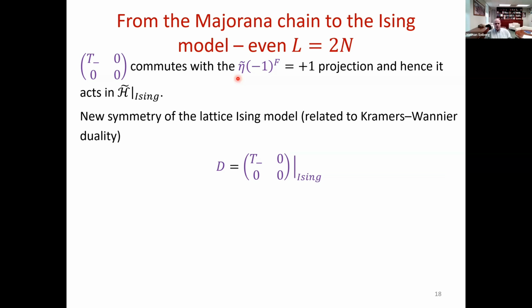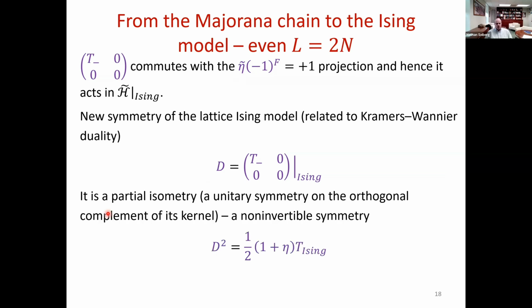It's actually related to Kramers-Wannier duality in a way that I'm not going to explain here. If I have time, I'll discuss it later. So what we're going to do is take this operator that commutes with the Hamiltonian, commutes with the projection, project it to the smaller Hilbert space and denote it by D.